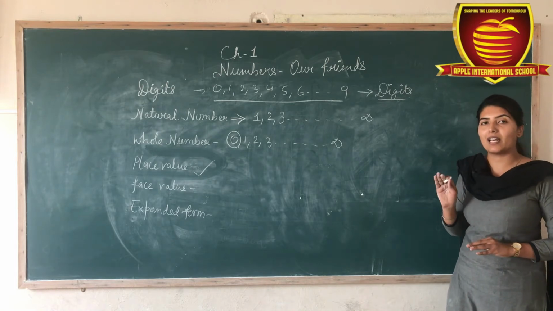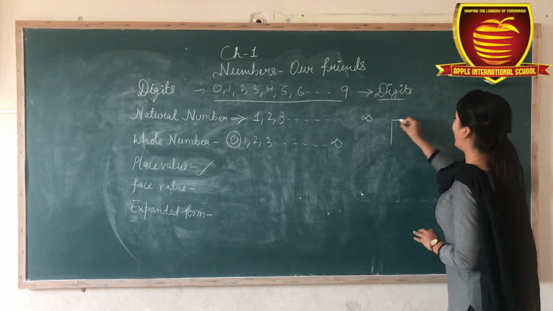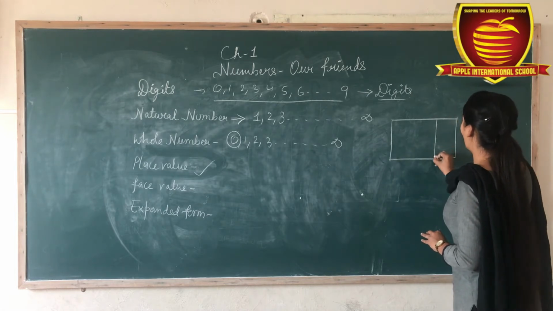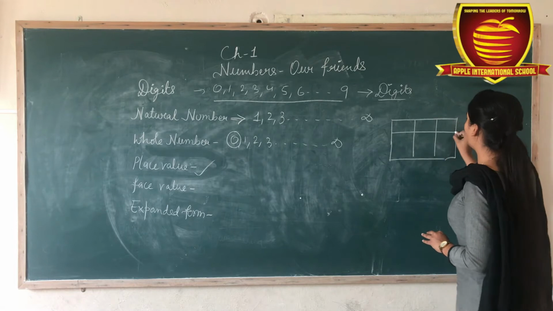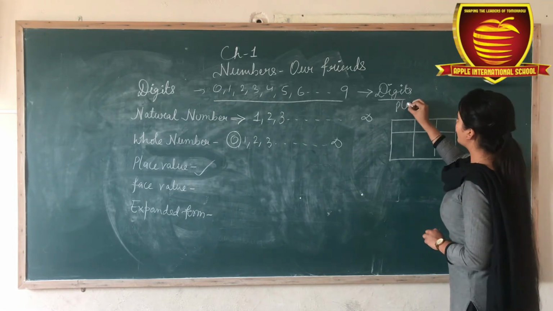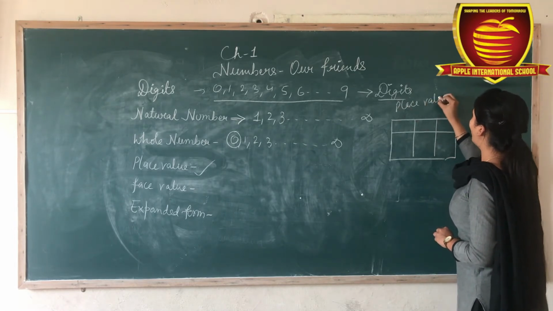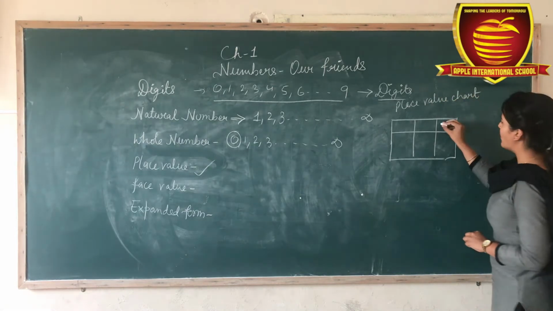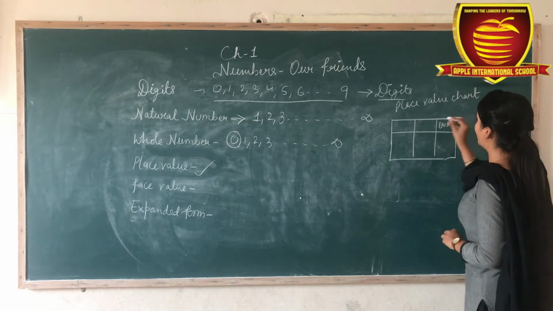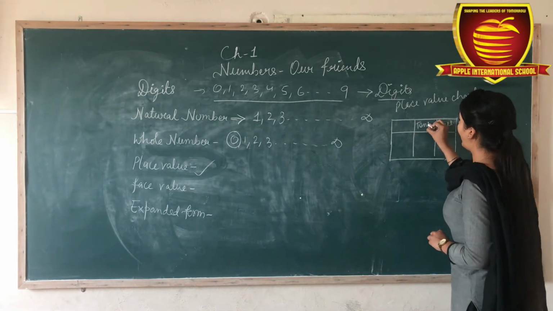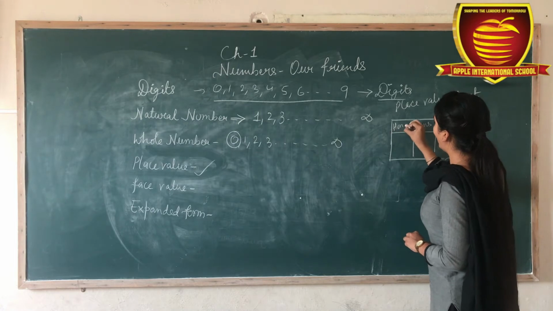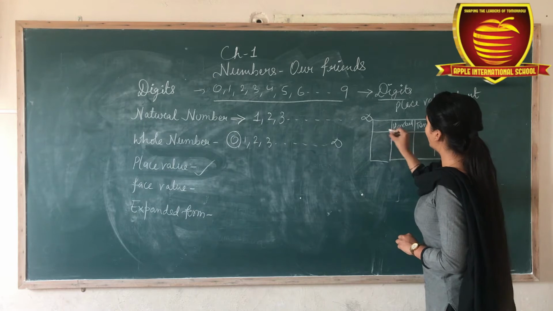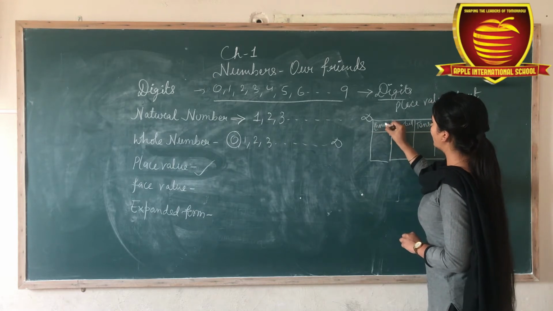In previous classes, we have talked about place values up to 1000. Firstly, I make a place value chart. So the first place is ones, second is tens, then 100, next is 1000.